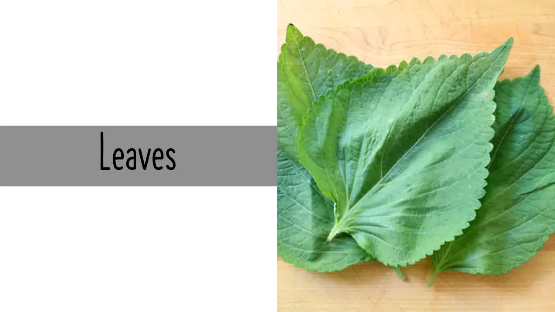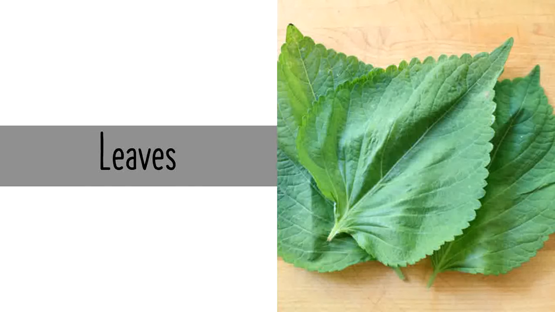We'll talk about leaves today. Leaves of a plant have the important function of carrying out photosynthesis, which is the process of making food. Leaves come in different shapes. Most of them are flat and broad, which allows the leaf to collect the most sunlight possible.